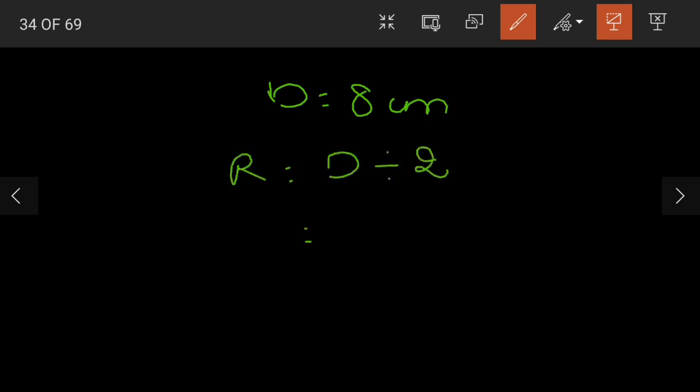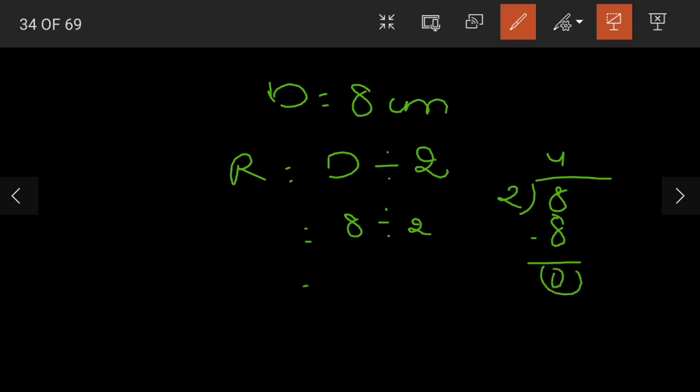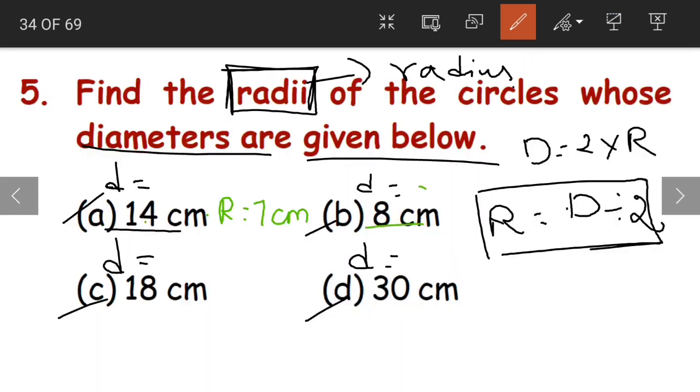equal to 7 centimeters. Question B, diameter is equal to 8 centimeters. Then radius is equal to again diameter divided by 2, 8 divided by 2. We have 2 4s are 8. When we subtract, 0 is our remainder. So the answer is 4 centimeters. So when the diameter is 8 centimeters, radius is equal to 4 centimeters.